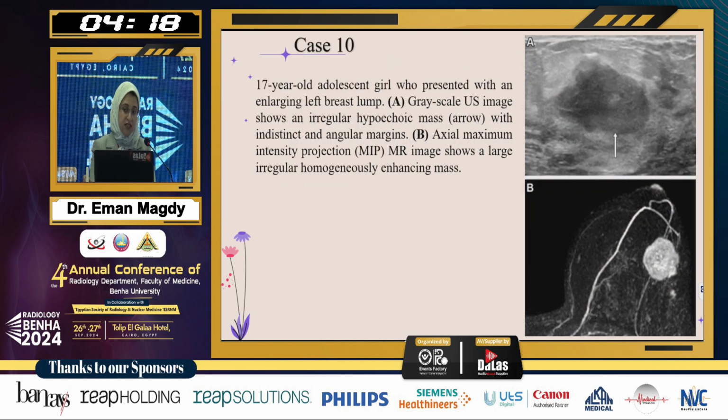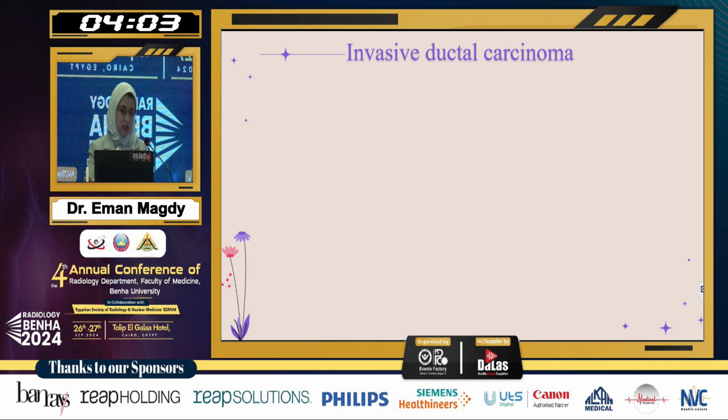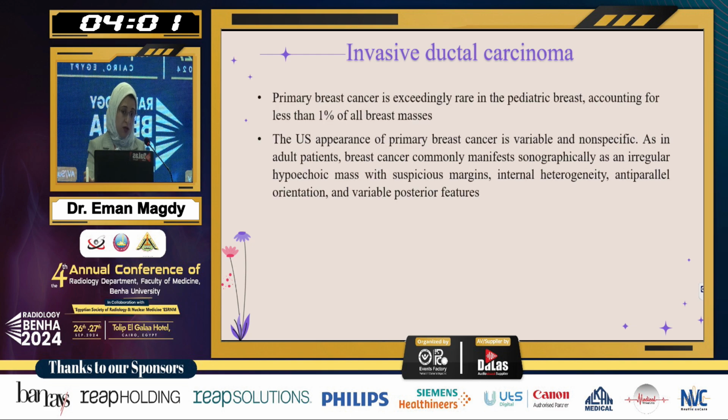Case 10, a 17-year-old girl who presented with an enlarging left breast lump. Ultrasound shows an irregular hypoechoic mass with indistinct margin and angular margin. Axial MRI shows a large, irregular, heterogeneously enhancing mass. This is invasive ductal carcinoma, which is extremely rare in the pediatric breast, accounting for less than 1% of all breast masses.